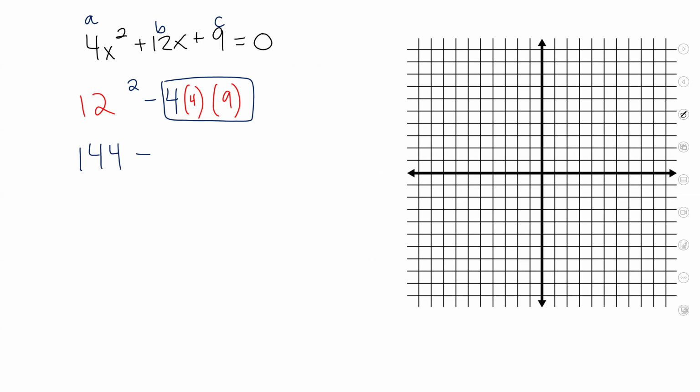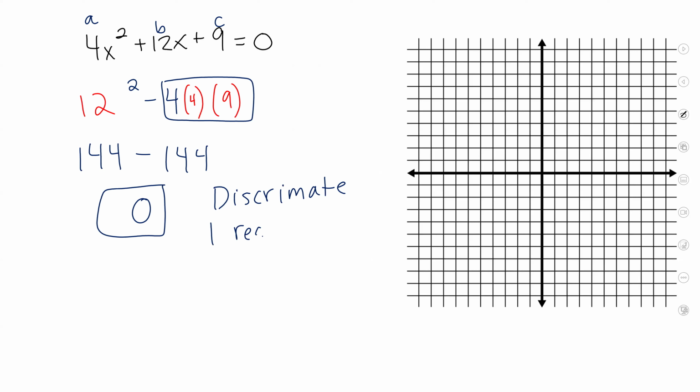You guys know what 16 times 9 is? 144. So this will be 0. So my discriminant is 0. What information does that tell me? Yep, that means there's one real solution because my discriminant is 0. I'm going to have one x-intercept. Let's figure out what that x-intercept is. We have to graph this.